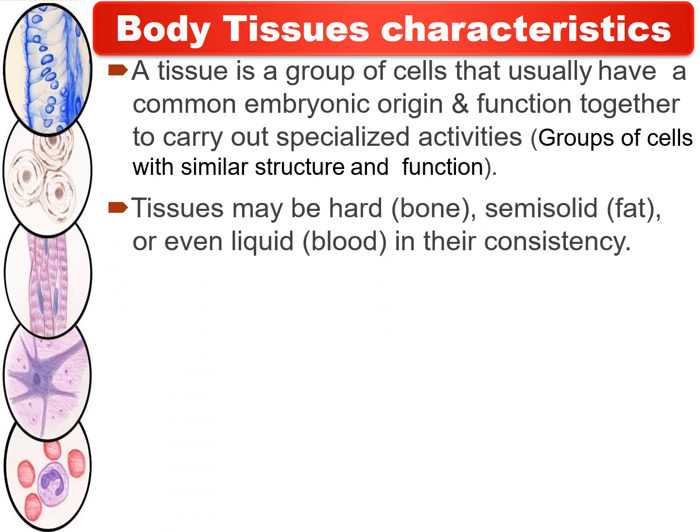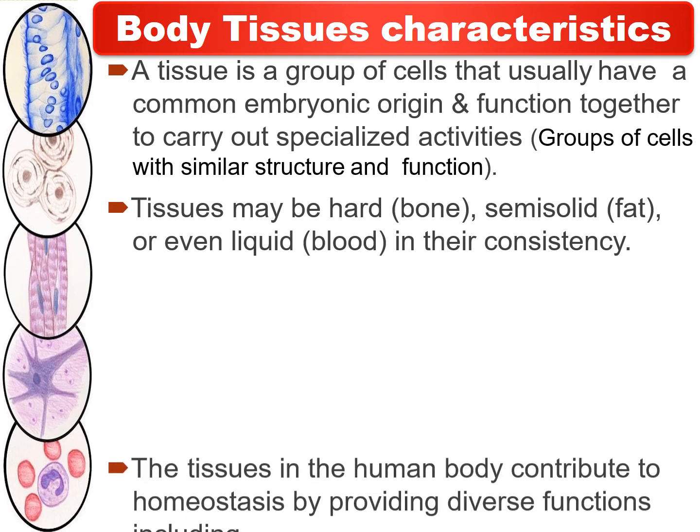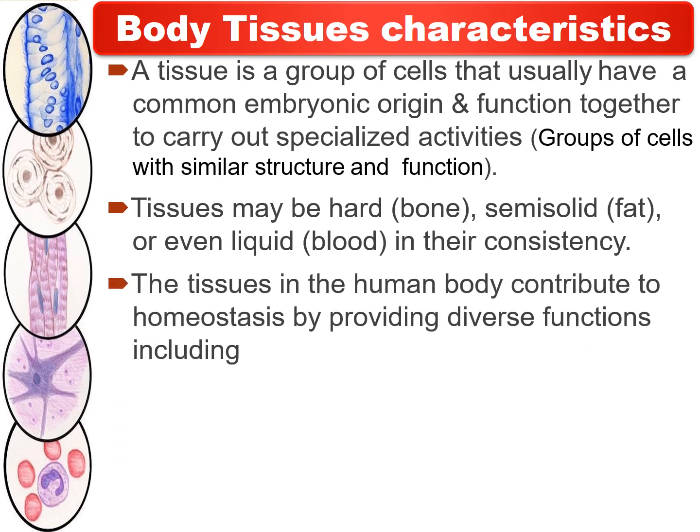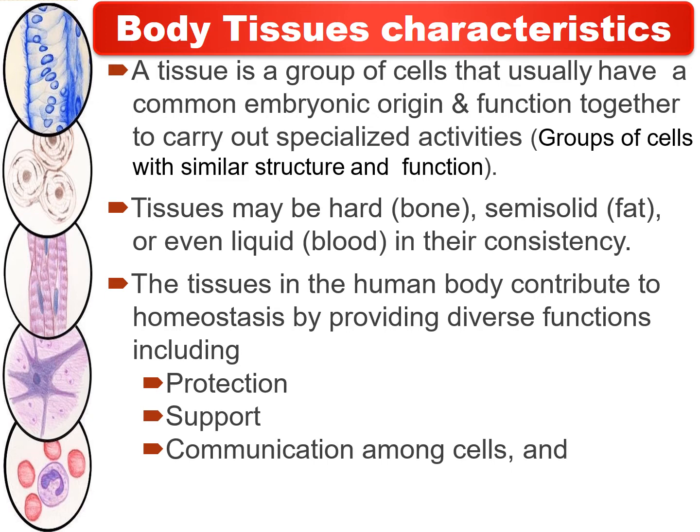The tissues may be hard like bone, semi-solid like fat, or even liquid like blood in their consistency. The tissues in the human body contribute to homeostasis by providing diverse functions, including protection, support, communication among cells, and resistance to disease.